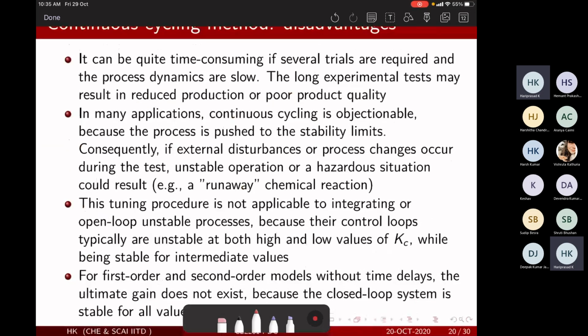And see, what is the problem here? As I told, it's highly time consuming, and several trials are needed. So a long experimental run essentially results in poor product quality. And often this continuous cycling is objectionable. So there is no way out.